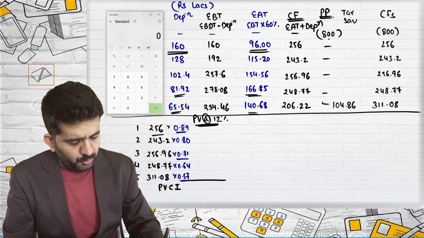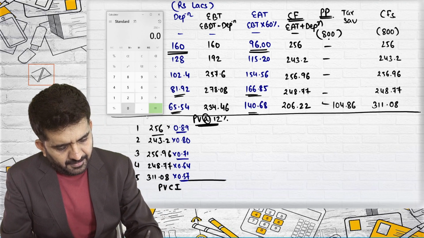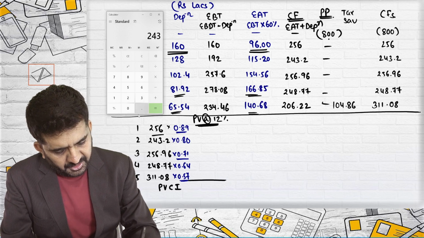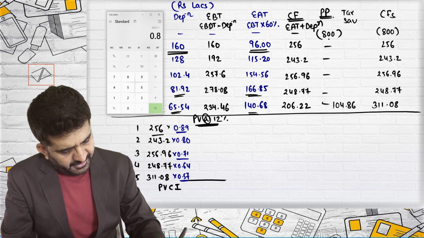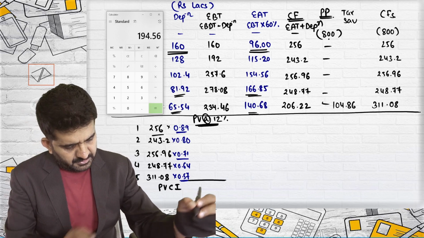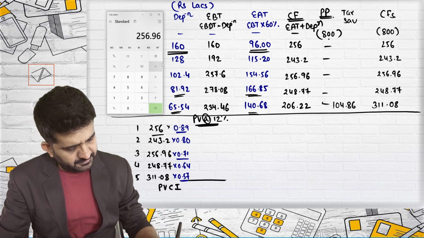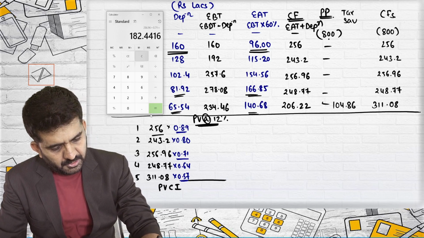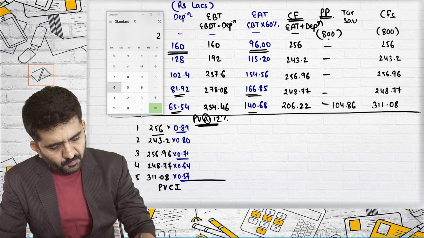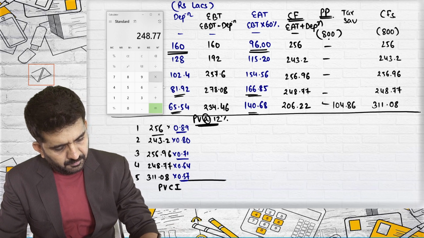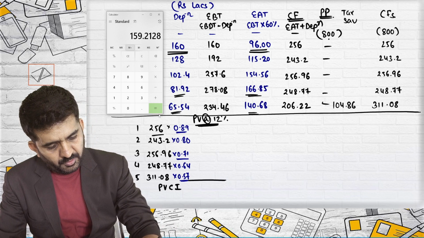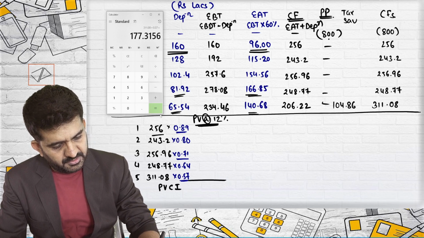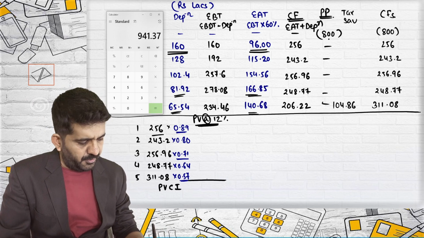I don't have GT, so I'll have to use M plus. 256 multiplied by 0.89 is equal to M plus. 243.2 multiplied by 0.8 is equal to M plus. 256.96 multiplied by 0.71 is equal to M plus. 248.77 multiplied by 0.64 is equal to M plus. 311.08 multiplied by 0.57 is equal to M plus, MRC, 941.37.